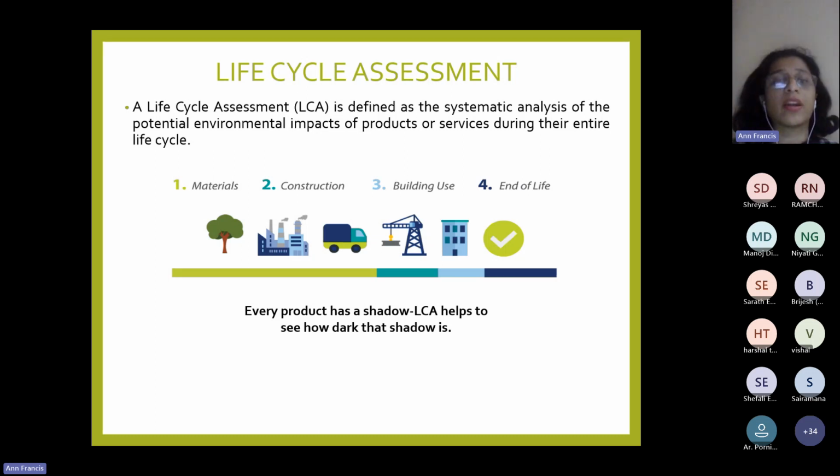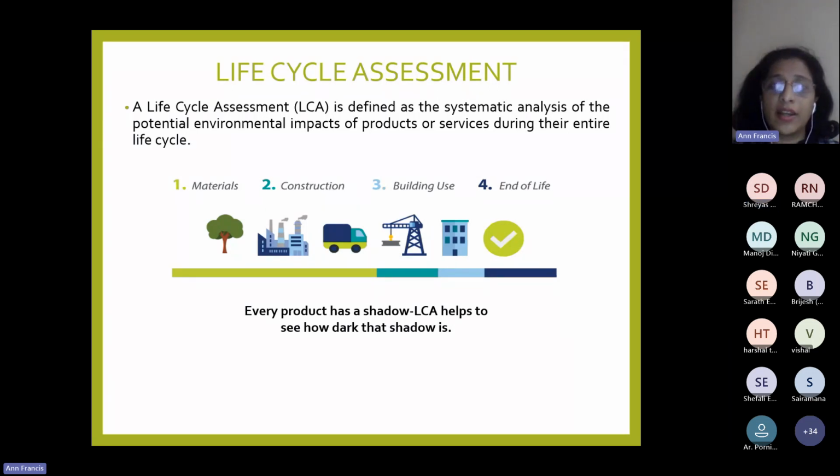How big is that impact? That is what LCA helps us to find. And today, when we speak about the emission perspective, we talk about net zero buildings, we talk about net positive energy or net positive carbon buildings. What does all this mean?